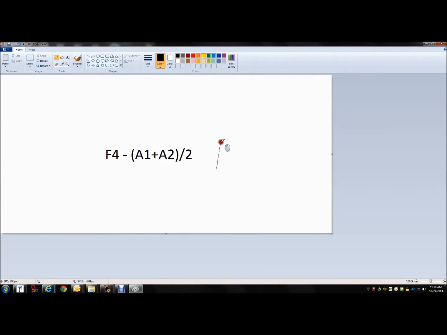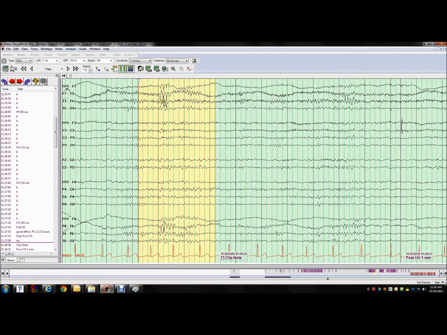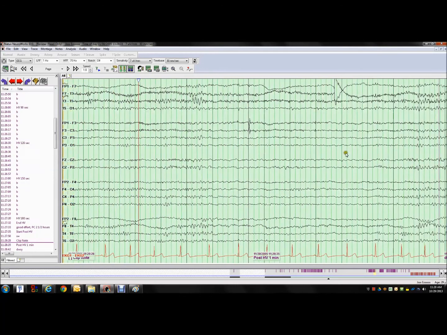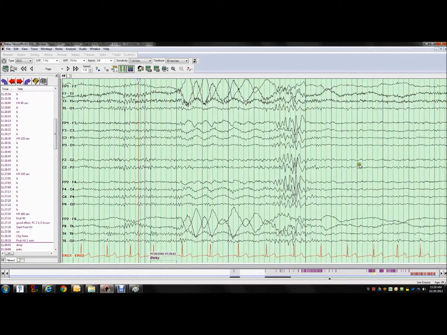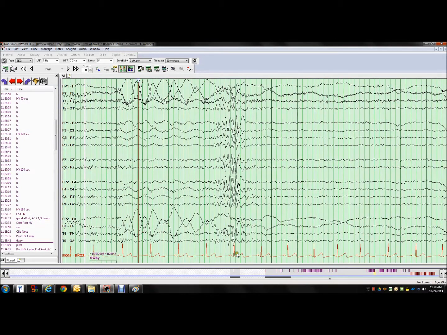If you remember, you have a spike and then a wave, or a sharp and then a wave. If you go back and look, these do not have that. They do phase reverse. They're phase reversing at T3 and they're phase reversing at T4. Remember, just because something phase reverses doesn't mean it's abnormal. This is a little bit more than what we just saw on the page before.